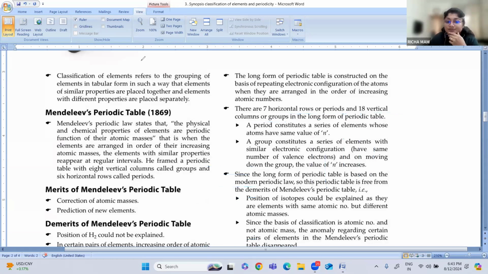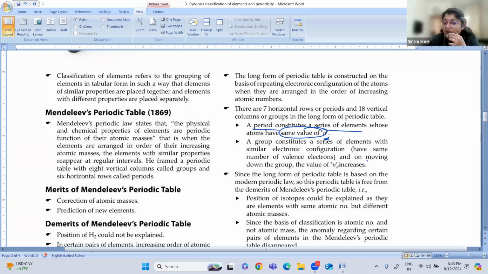Now what does a period consist of? A period consists of a series of elements with the same value of n. n is nothing but the shell number of the electronic configuration. And what does a group consist of? A group consists of a series of elements with similar electronic configuration, having the same number of valence electrons.